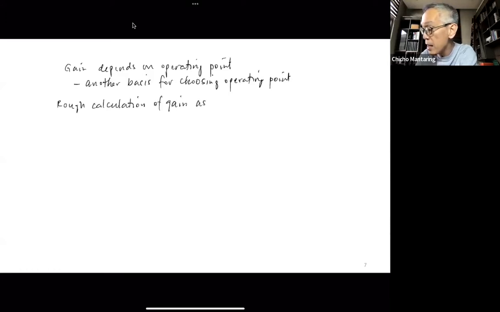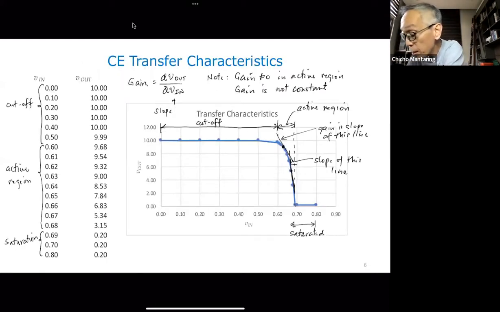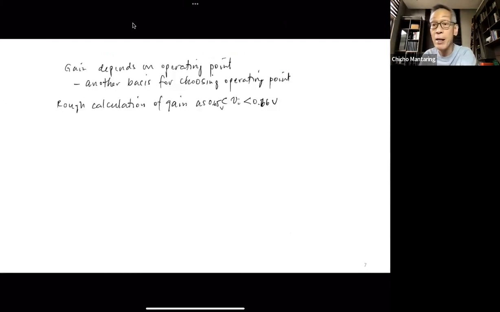As VI goes from, let's say, 0.65 volts to, let's say, 0.66 volts. So this is a 10 millivolt range. So as I go from 0.65 to 0.66, so that's somewhere here, no? That's probably from this point to this point. What is my approximate gain?